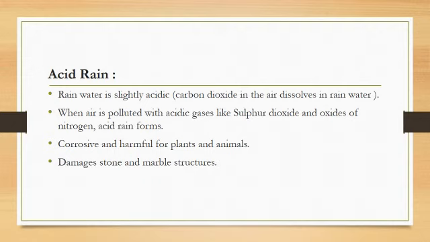Acid rain. Rainwater is slightly acidic because carbon dioxide, which is present in the air, dissolves in rainwater, and as a result of this, a weak acidic solution is formed. When air is polluted with acidic gases like sulfur dioxide and oxides of nitrogen, as a result of this, acid rain is formed. Acid rain is corrosive and harmful for plants and animals, and it damages stone and marble structures.